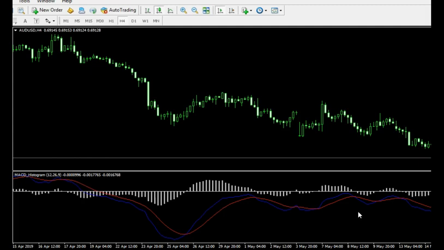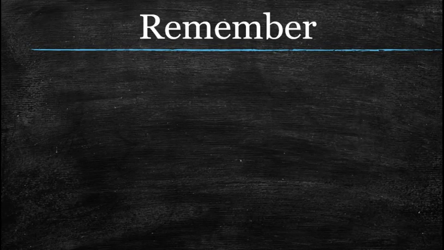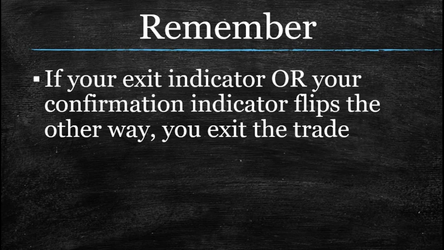So now that we've seen that, let's go back over the actual rules for these trades, and then we'll come back to the charts and put it all together. So just to review, in every trading situation, if your exit indicator, or sometimes your confirmation indicator if it's really fast, flips the opposite way you're trading, you are done trading. You must close that trade out.